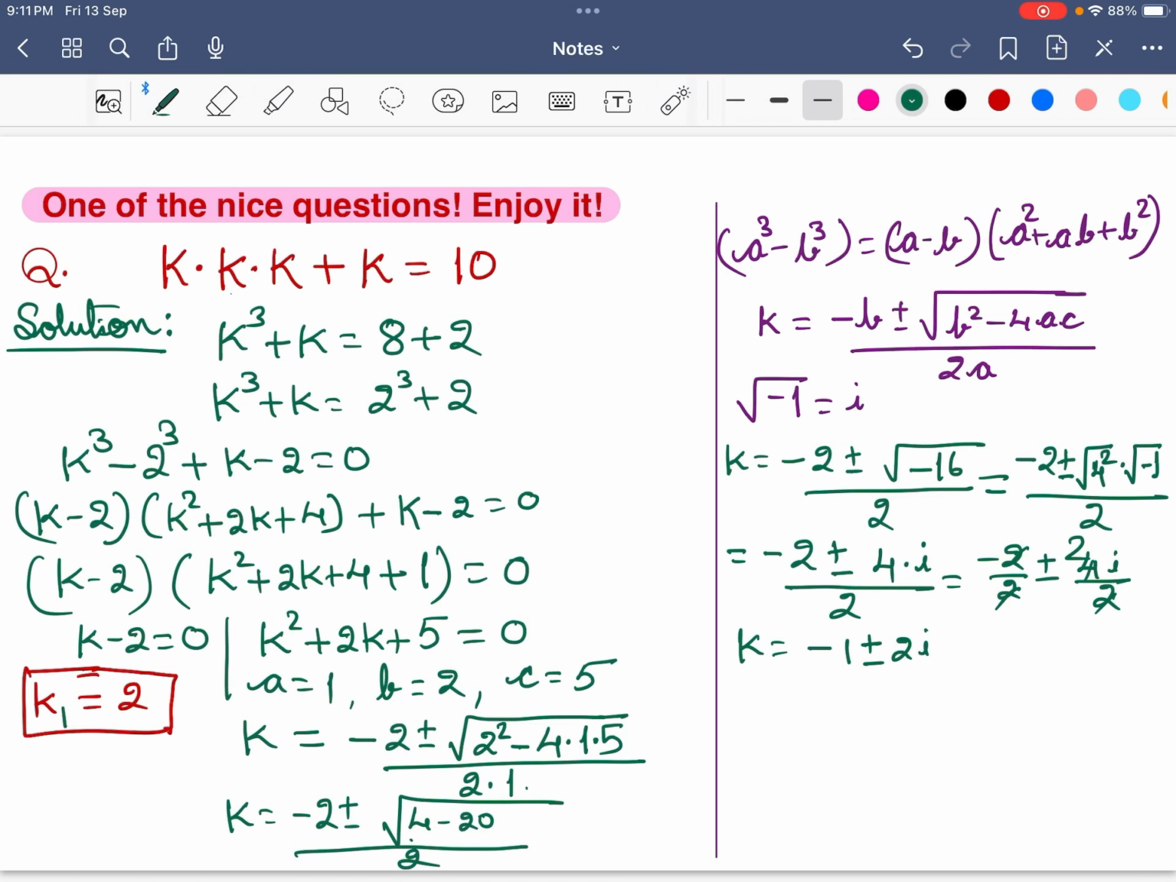If I consider the earlier one as k1 is equal to 2, now two values of k we get, plus and minus. So k2 is equal to minus 1 plus 2i, and k3 is equal to minus 1 minus 2i. But as these are imaginary numbers, k is equal to 2 will be the answer.